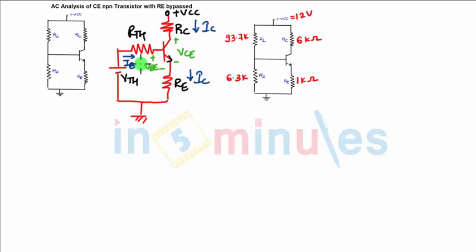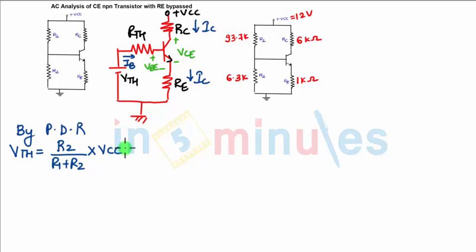Now we need to find the value of VTH. How are we finding the value of VTH? By the potential divider rule. We will find the value of VTH as, this I have already told you, R2 upon R1 plus R2 into VCC. This will give you the value of VTH. How are we finding RTH? RTH is R1 into R2 upon R1 plus R2. This will give you the value of RTH.